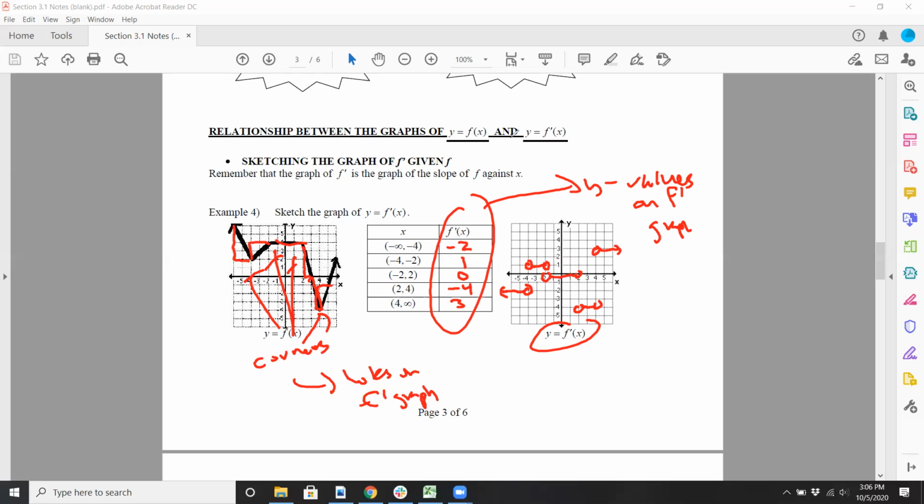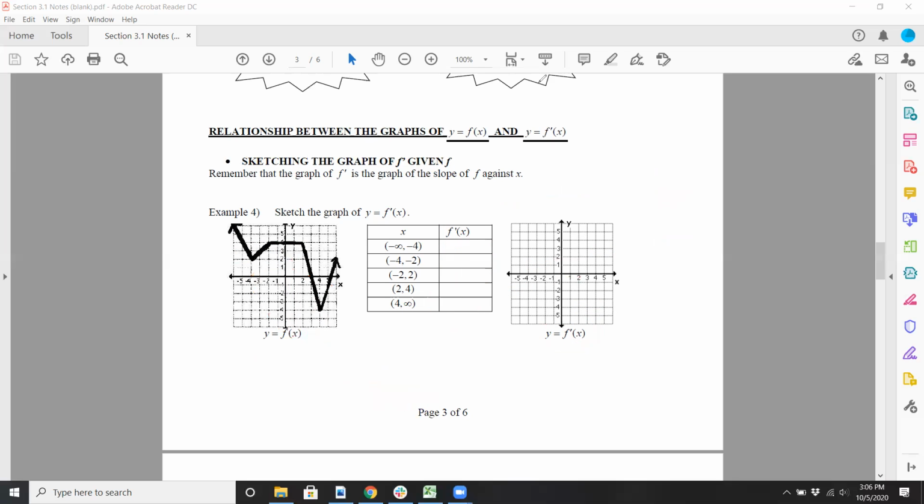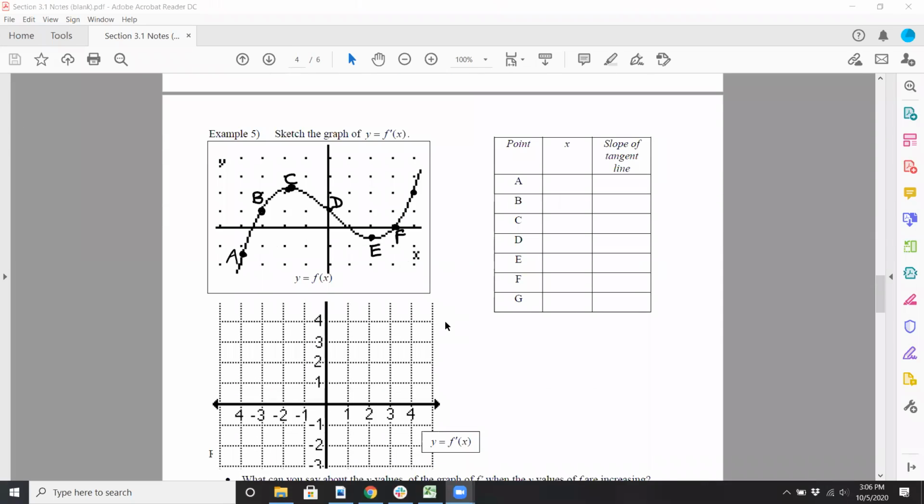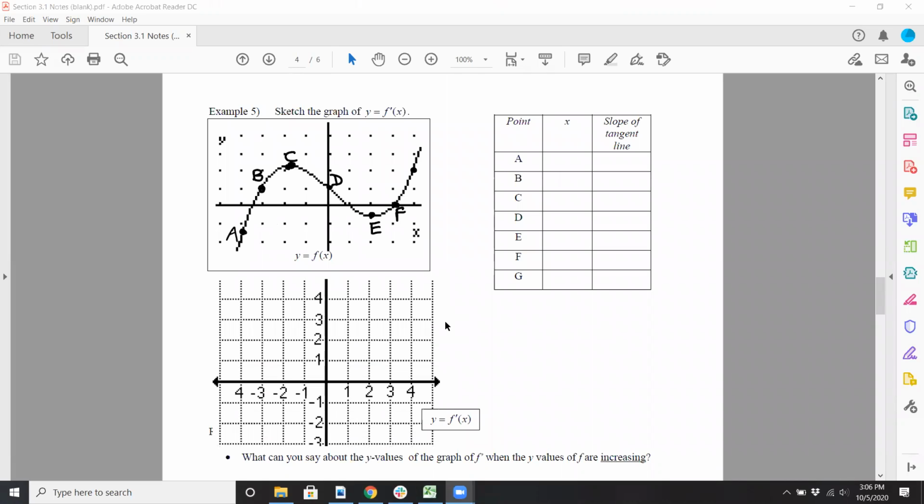This one's not going to be piecewise, it's actually going to be a smooth polynomial function. Let me clear my drawings and move on to page 4. So again, you're supposed to graph f prime. We'll do it right below. Now remember, f prime represents slopes of tangent lines for the graph of f.